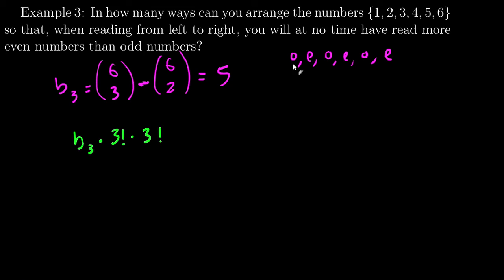Because if I have, let's say, this is an all right arrangement because I will always have at least as many odd numbers as I have even numbers. But this odd number could be a 1 or a 3 or a 5. This could be one of the remaining 2 odds. So this is the correct way to do it. That's going to be 5 times 3 factorial is 6, times 3 factorial is 6, and I will get 5 times 6 is 30, times 6 is 180.